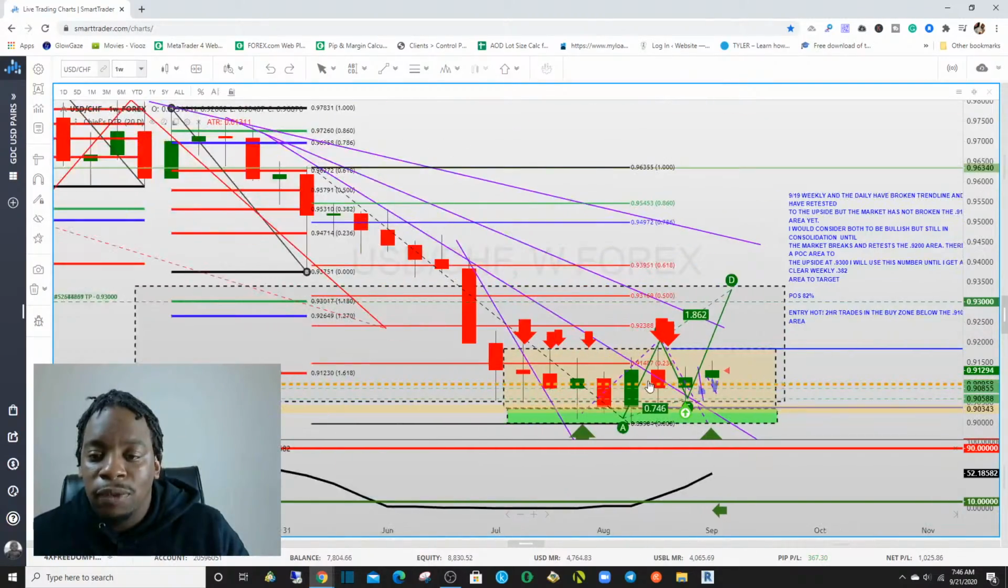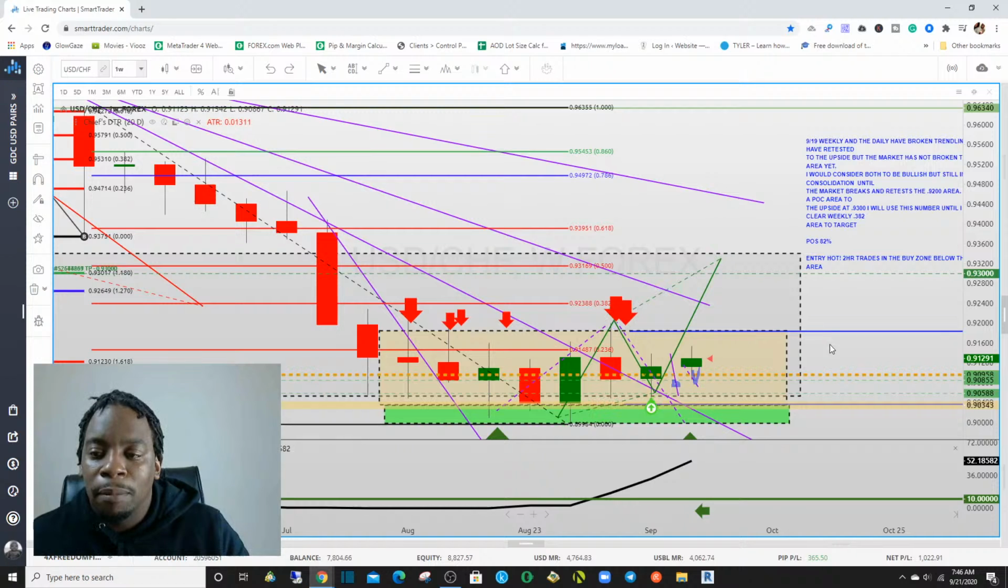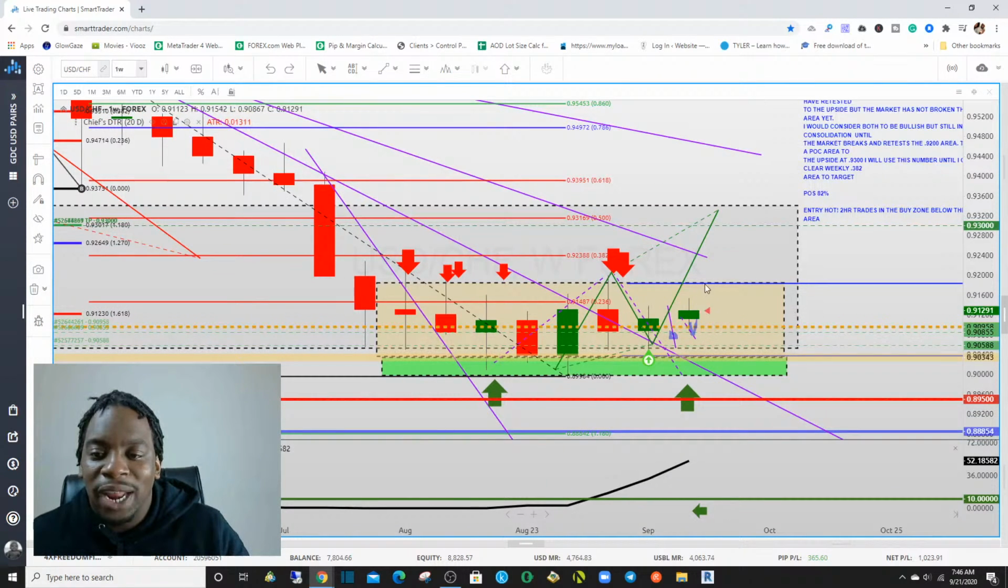So currently right now we see that this market fell into a support area at 90.50, but has not broken past the resistance area at 91.80. If it breaks past the resistance area at 91.80, then it has a chance of going up to the 93.00 area, which is the area where we're looking at getting out of this particular position.